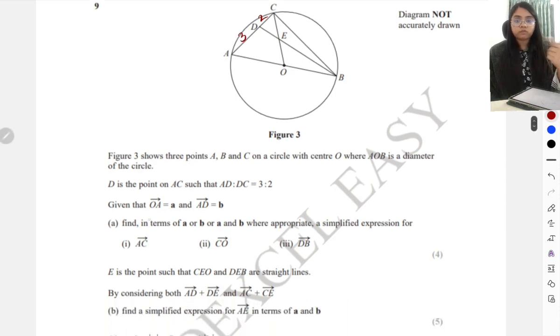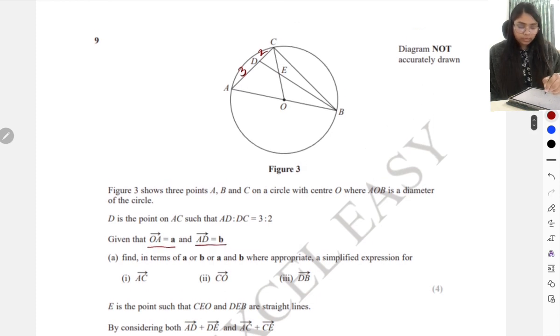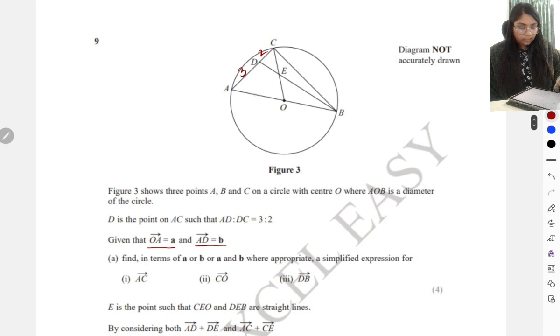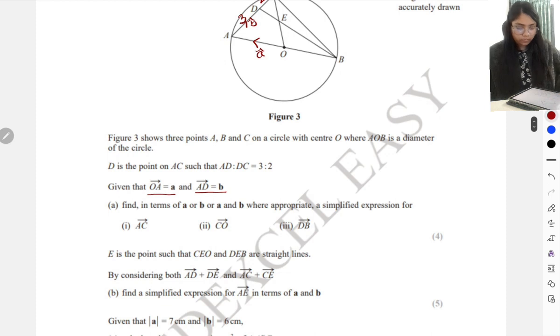And we also have the vectors OA as a, AD as b. Okay then. So this is a, sorry, wrong direction. OA, this is a, and AD from A to D, this is small b, right? Yeah. And we need to find out AC in terms of AB, CO, and DB.